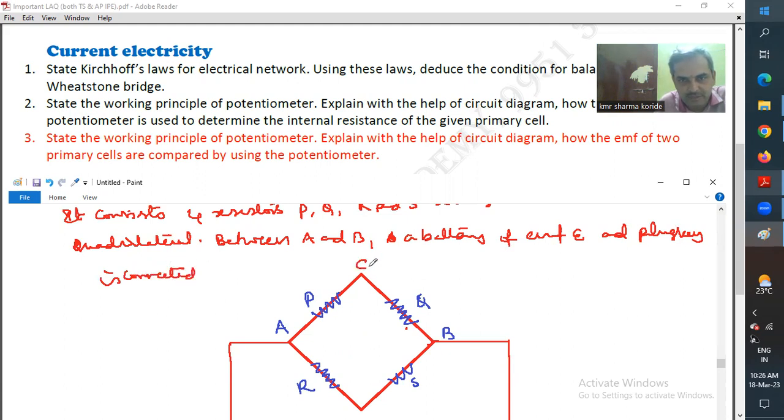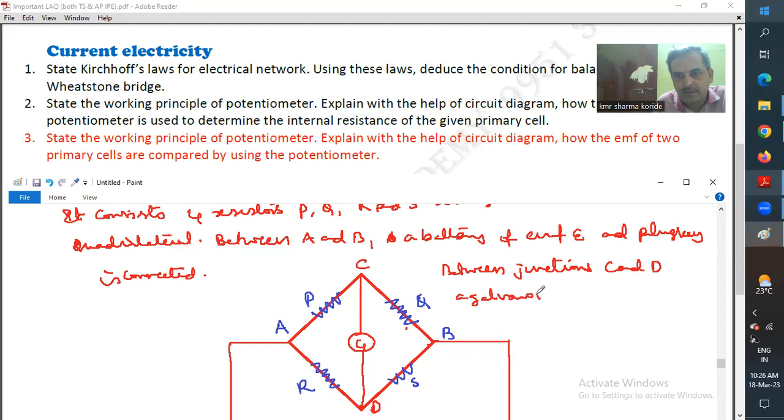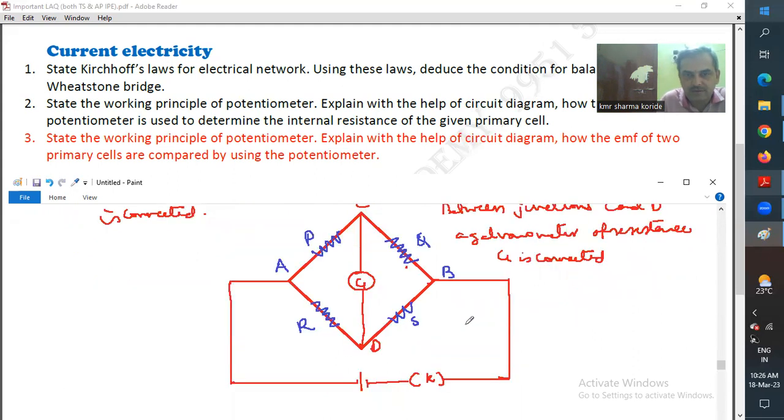and between the junctions C and D, a galvanometer of resistance G is connected. So hereafter you can proceed with the equation part.